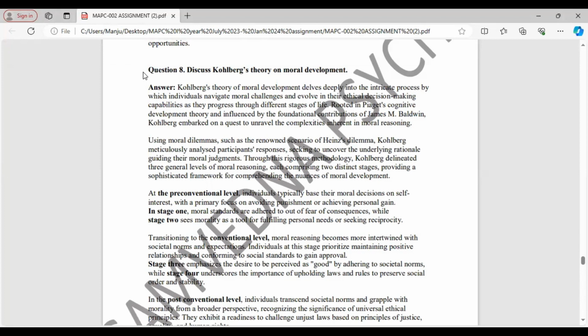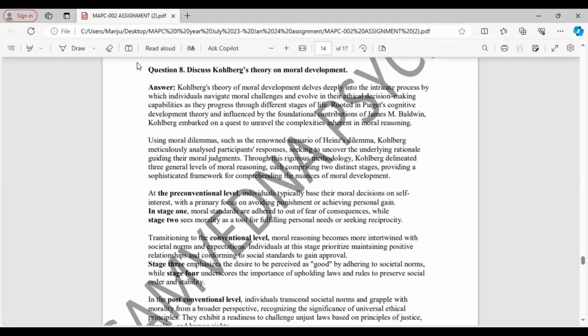This is rooted in Piaget's cognitive developmental theory and influenced by foundational contributions of James M. Baldwin. Using moral dilemmas, such as the renowned scenario of the Heinz dilemma, Kohlberg meticulously analyzed participants' responses, seeking to uncover an underlying rationale guiding their moral judgments. Through this rigorous methodology, Kohlberg delineated three general levels of moral reasoning, and each level comprises two distinct stages, providing a sophisticated framework for comprehending the nuances of moral development.